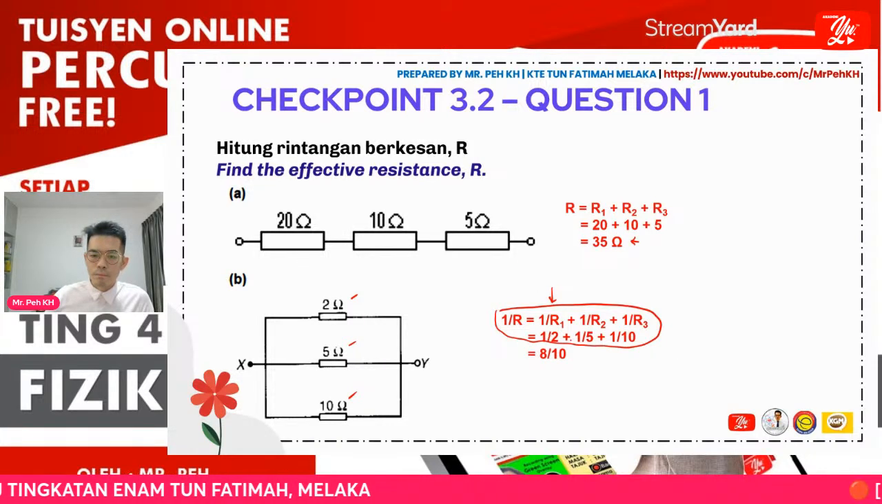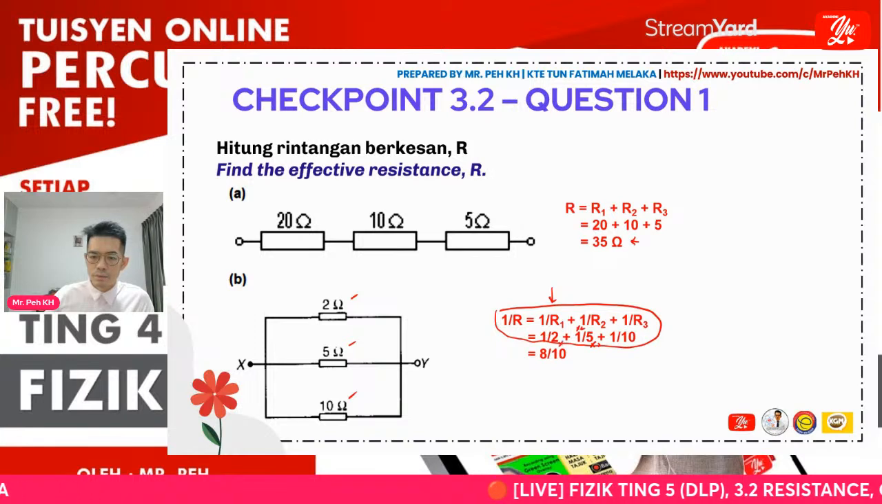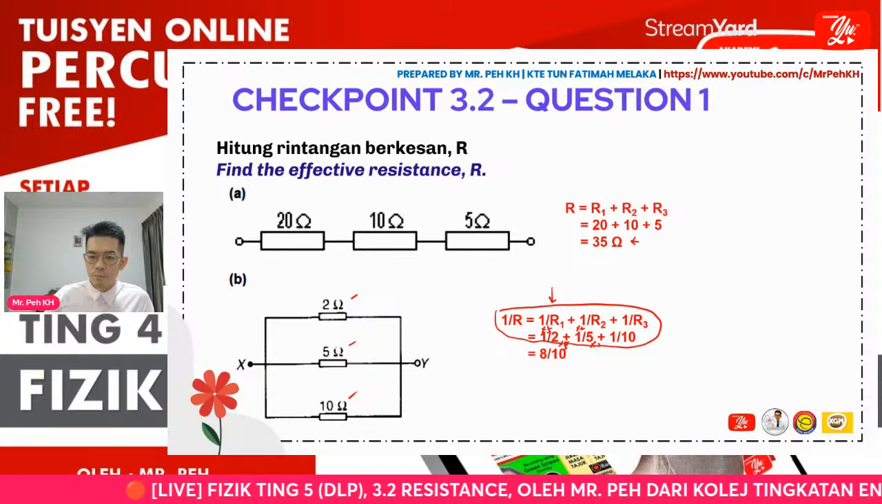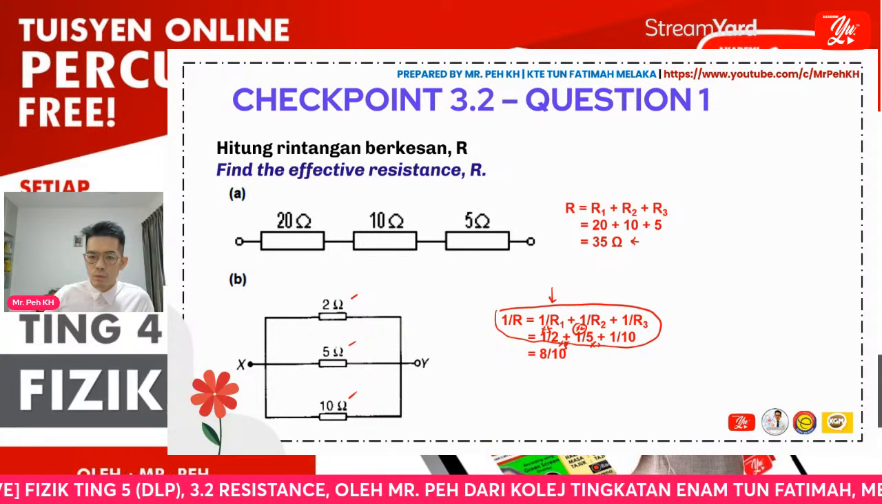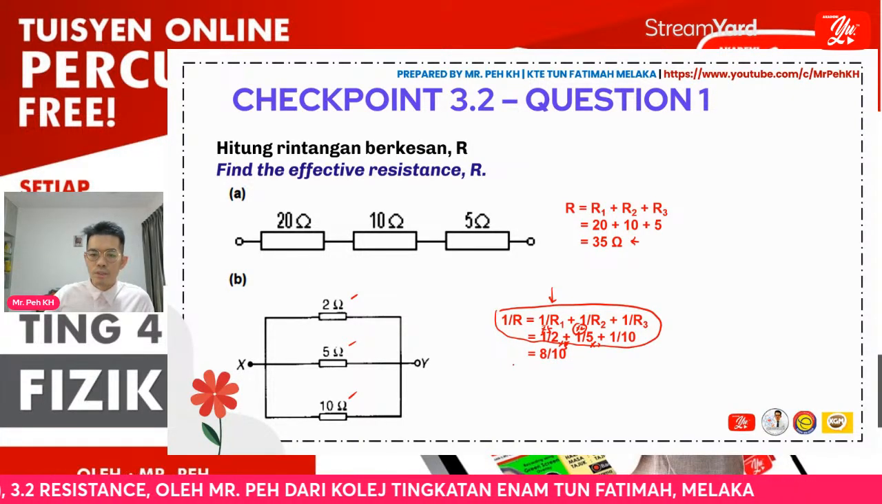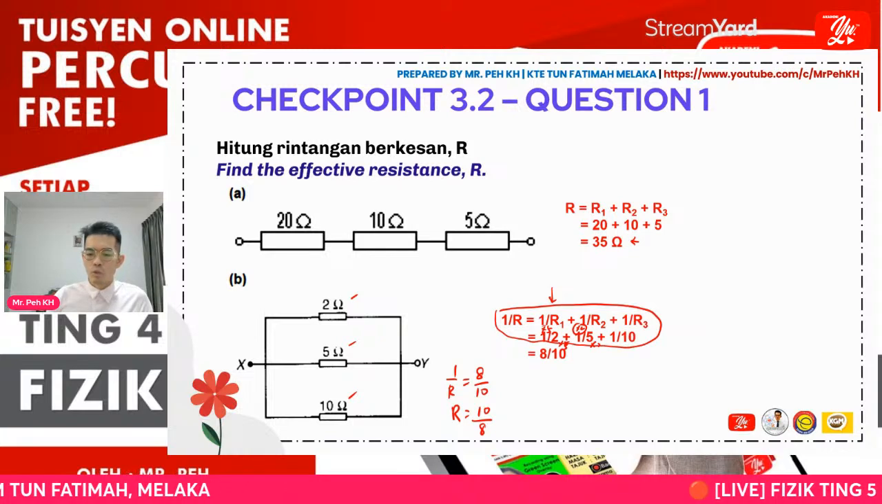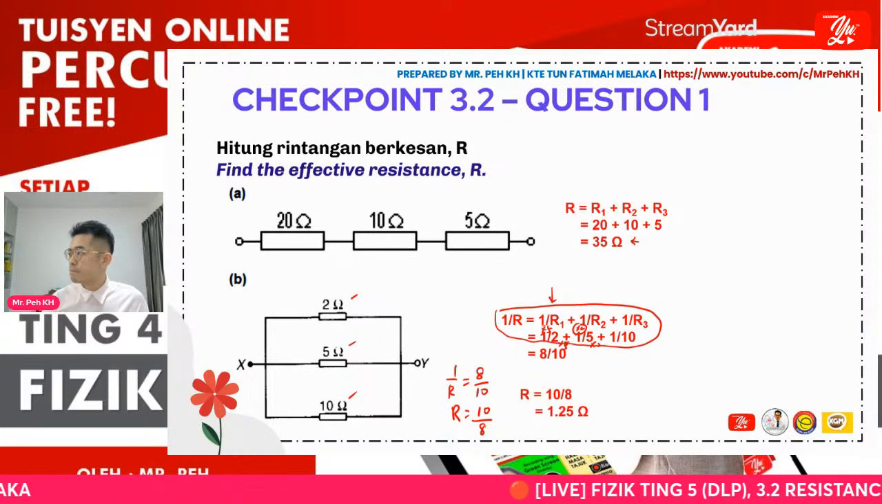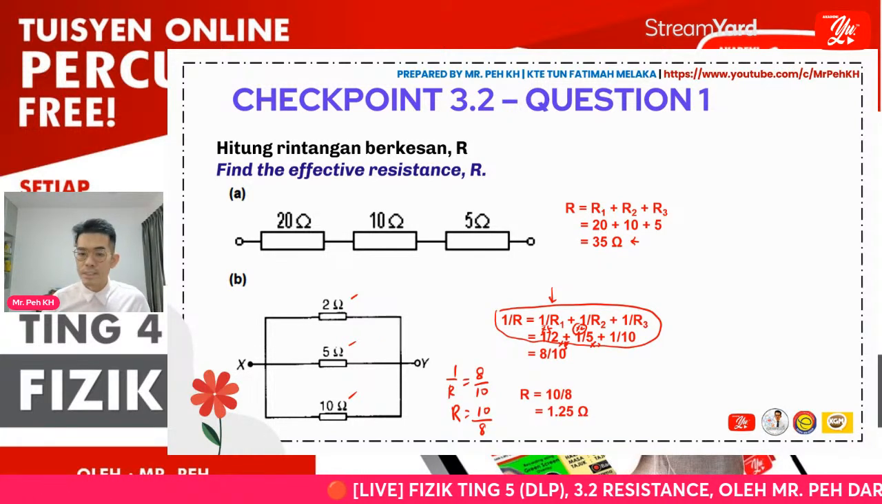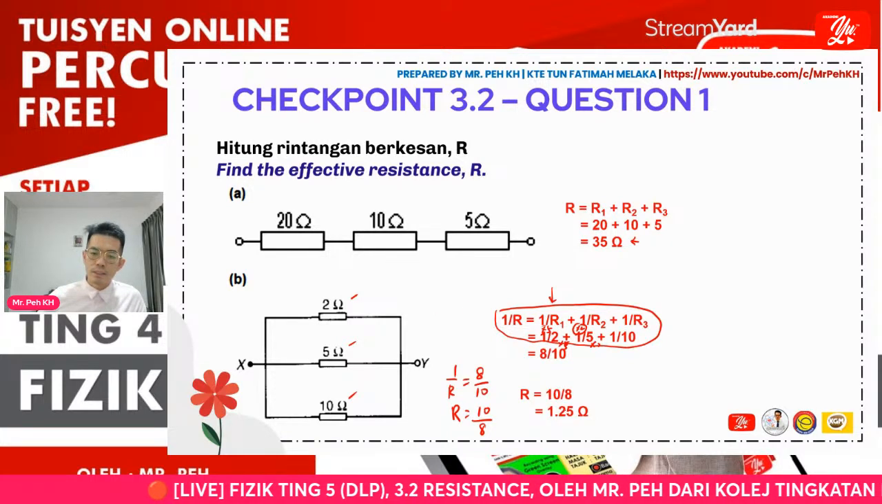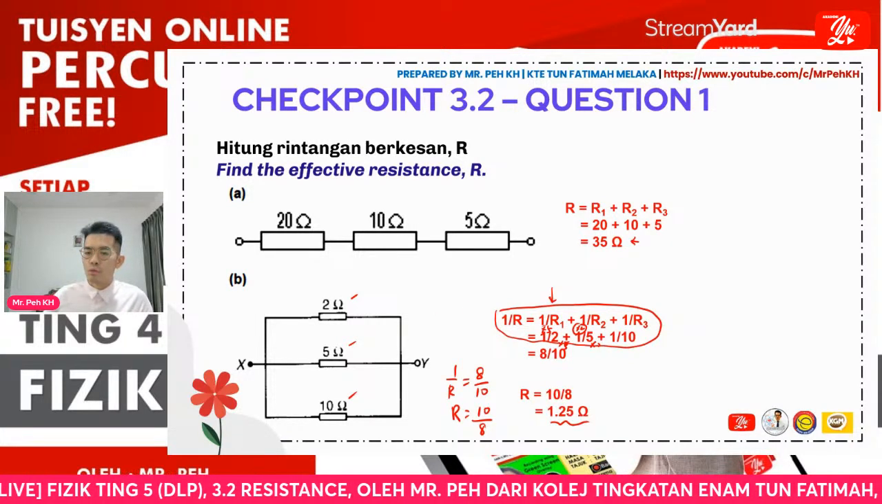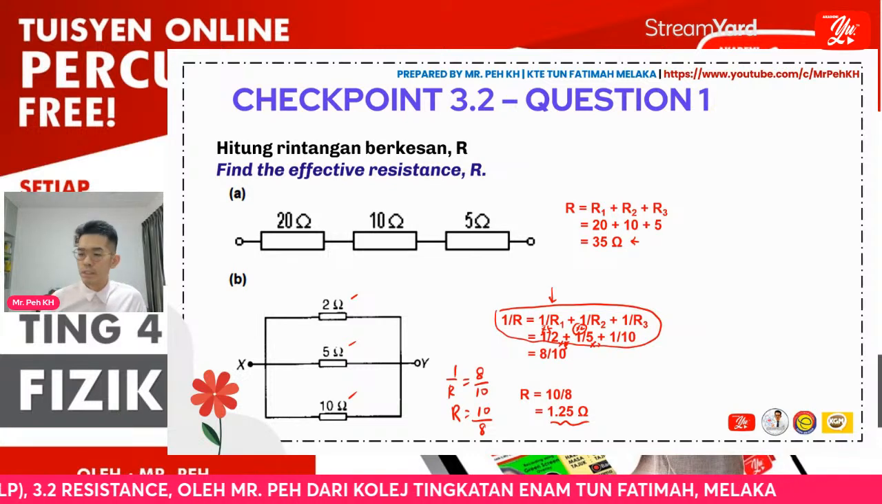So 1 over R equals 1 over 5 plus 1 over 10 plus 1 over 10. We equalize the bottom parts of the fractions, here times 5. So 5 plus 2 plus 1, we get 8 over 10. So 1 over R equals 8 over 10, and we reverse it: R equals 10 over 8. Your answer must be given in decimal, so you get 1.25 ohms. This is considered quite easy, right?